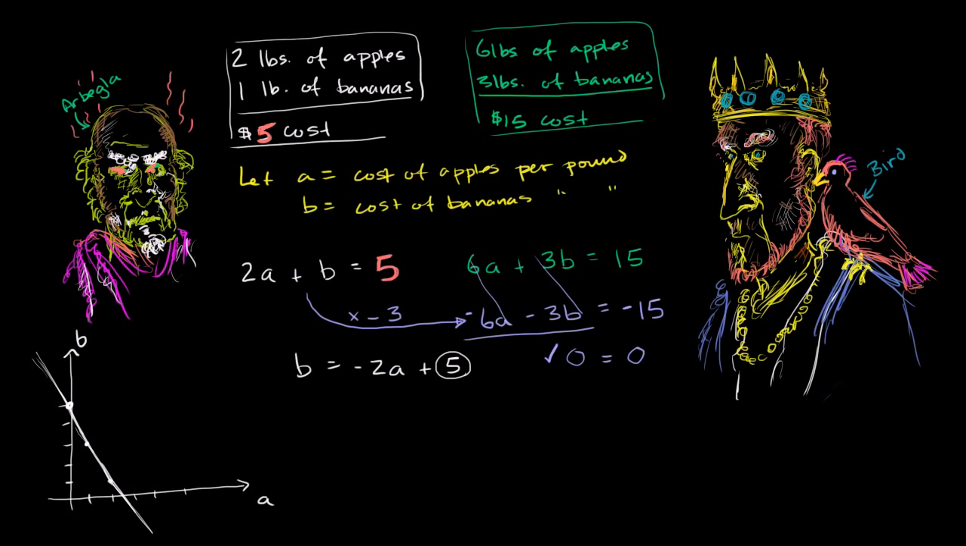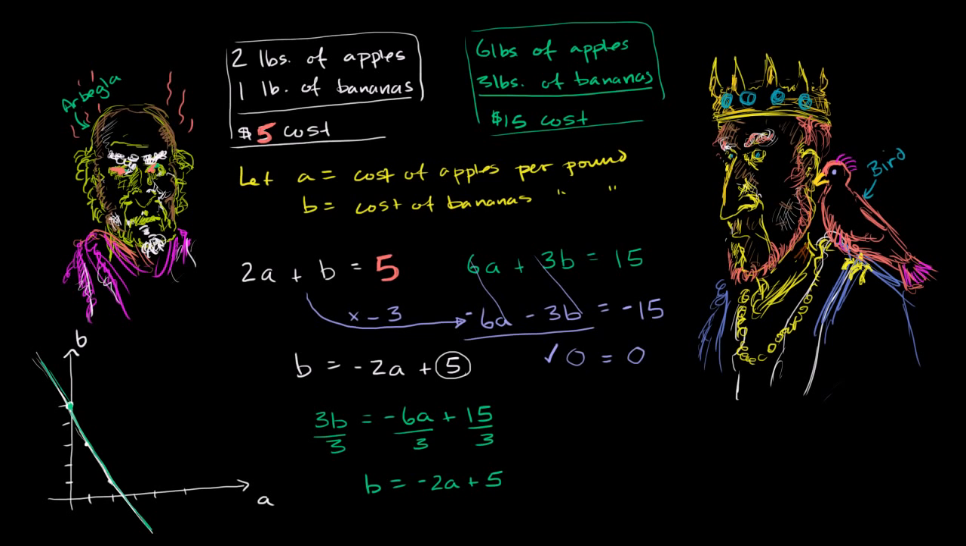Now let's graph this second equation. If we subtract 6a from both sides, we get 3b is equal to -6a plus 15. And now we could divide both sides by 3. Divide everything by 3. We are left with b is equal to negative 2a plus 5. Well, this is interesting. This looks exactly the same. Our b-intercept is 5, and our slope is negative 2. So this is essentially the same line. So these are essentially the same constraints.